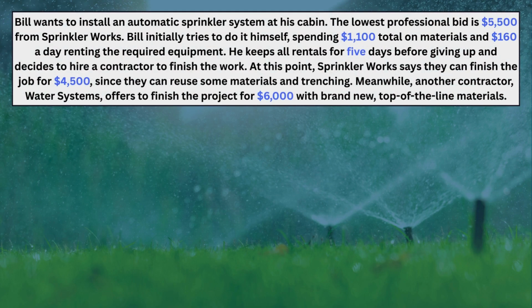Bill wants to install an automatic sprinkler system at his cabin. The lowest professional bid is $5,500 from Sprinkler Works. Bill initially tries to do it himself, spending $1,100 total on materials and $160 a day renting the required equipment. He keeps all rentals for 5 days before giving up and decides to hire a contractor to finish the work.